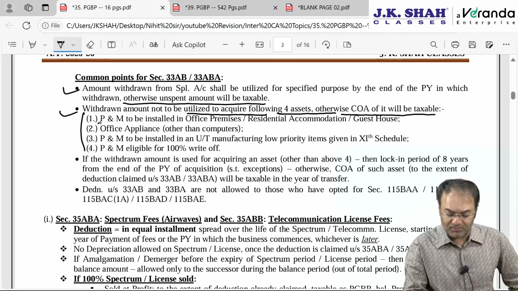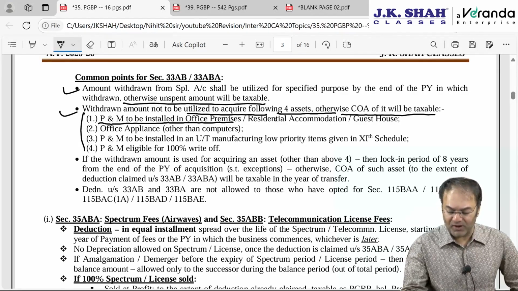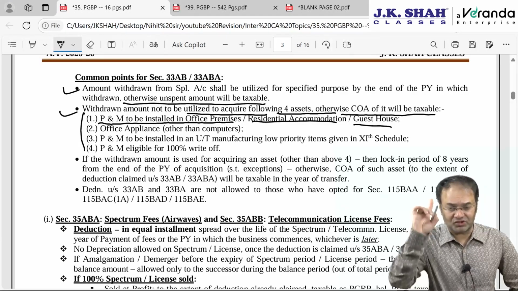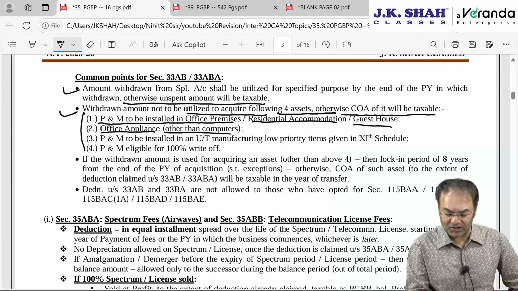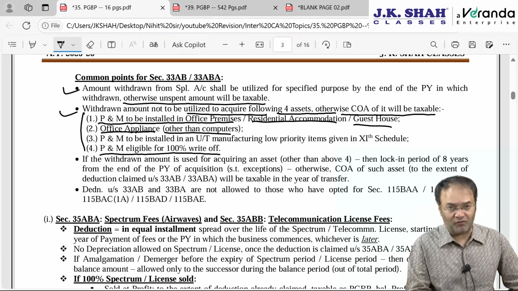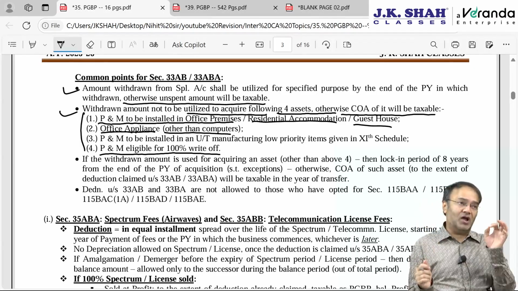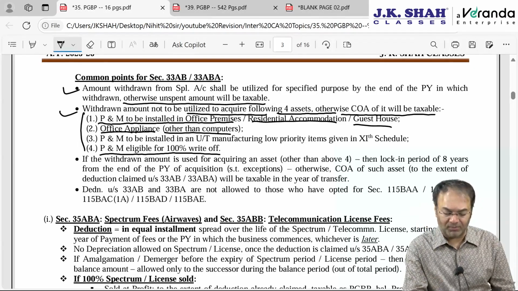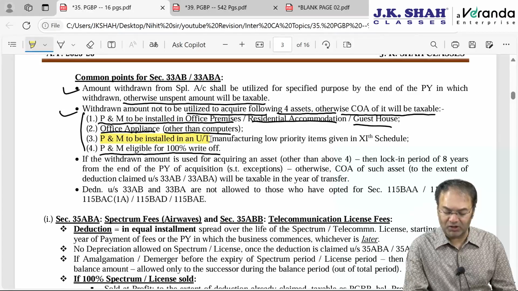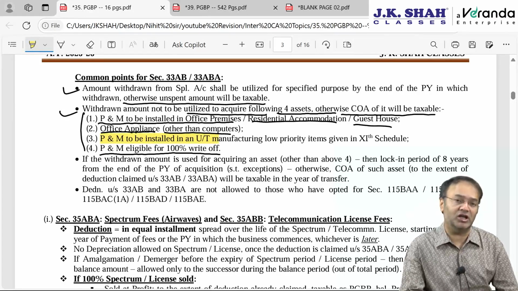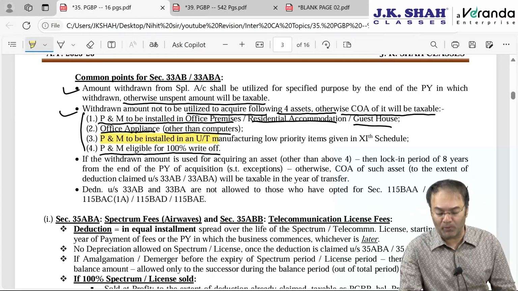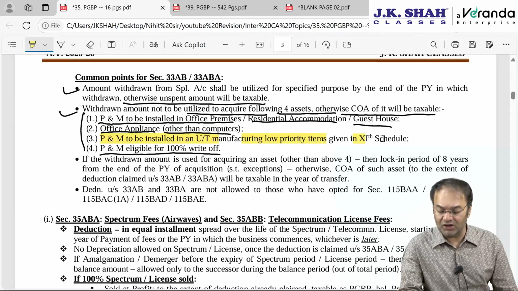Which 3? Plant machinery which is to be installed in office premises, residential accommodation and guest house, which was there also. Any office appliance other than computer, which was there also in additional depreciation. And any plant machinery which is eligible for 100% write-off. These 3 were common with additional depreciation. One extra item is here which was not there for additional depreciation, that is any plant machinery which is to be installed in an undertaking, such a factory which manufactures low priority items, which are given in 11th schedule.